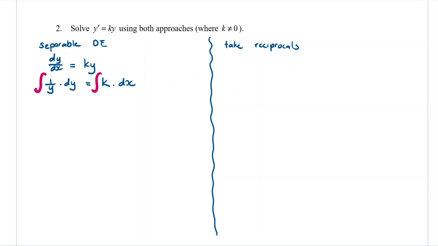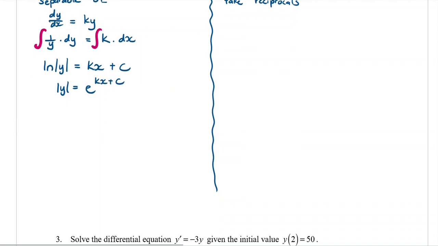And when we integrate 1 over y, we get log of the absolute value of y. When you integrate k, you get kx, good, but we also then add on our constant. Okay, then we want to get out of log form, so we have to leave our absolute value of y and slide our base e across the other side. So e to the power of kx plus c. And we did this last lesson. We then separated that to be e to the power of kx times e to the power of c.